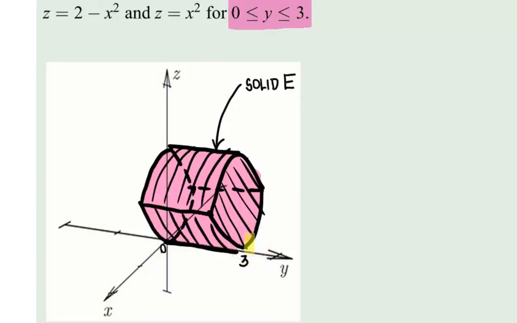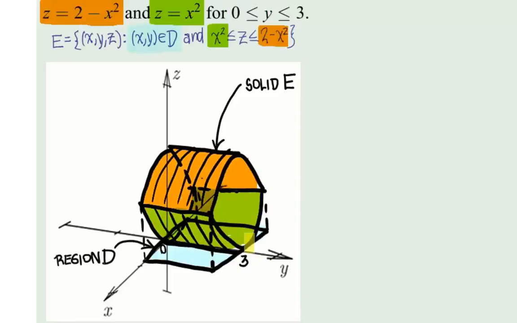Now this solid E can be seen in very different ways. First of all, I'm going to set it up as a type 1 region. So I'm going to say that z moves between two continuous functions that depend on x and y. In this case, the top function is 2 minus x squared, and the bottom is x squared. And the region that I'm going to integrate over after that is the region D, which is a plane region that gives you a rectangle.